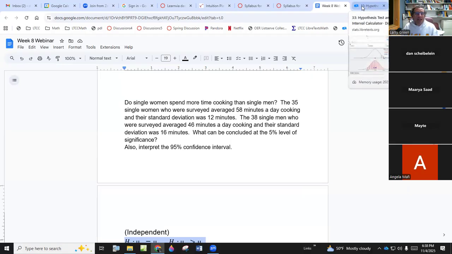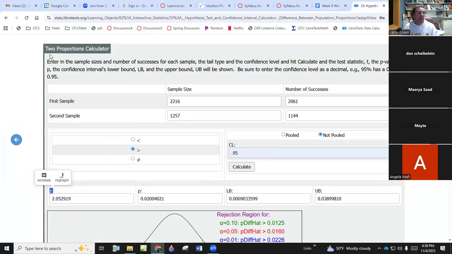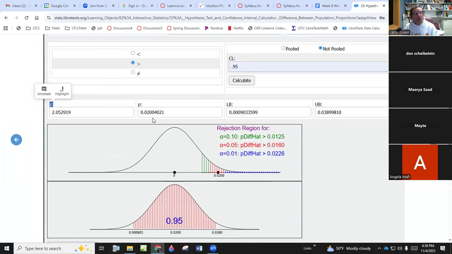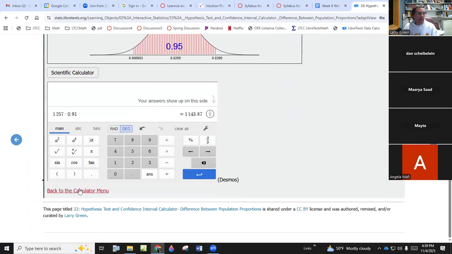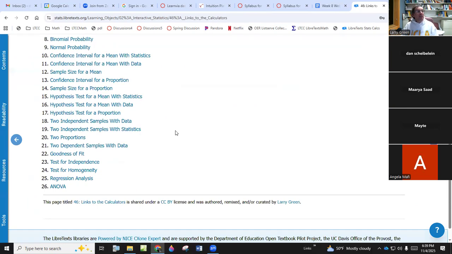So because of that, let's go to our calculator. This calculator won't work because this is for two proportions and we're not talking about proportions. So I can go back to the calculator menu. Which calculator do we use? What number?